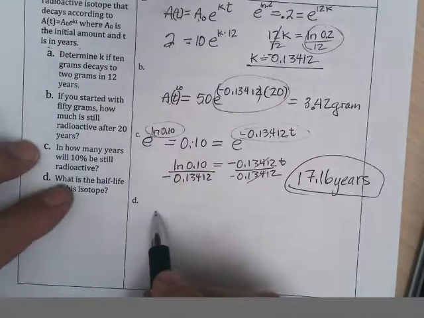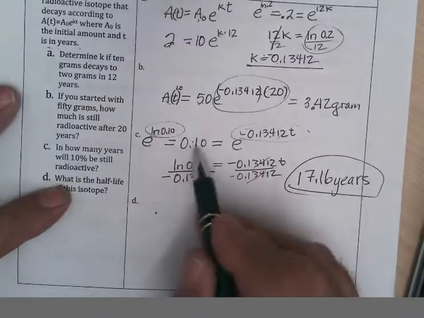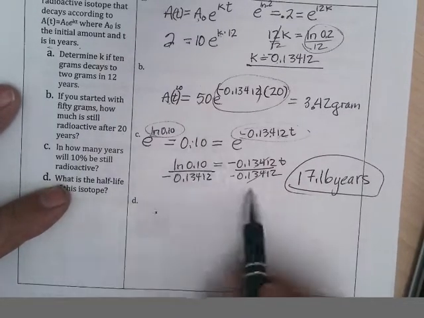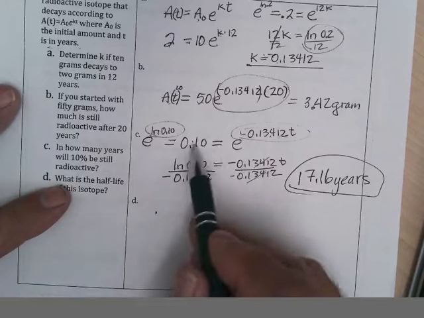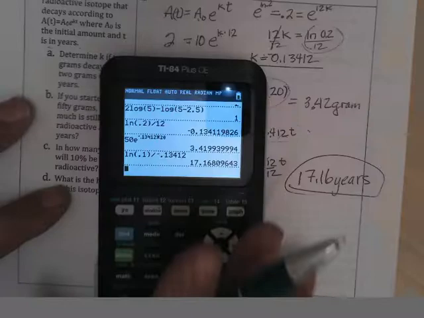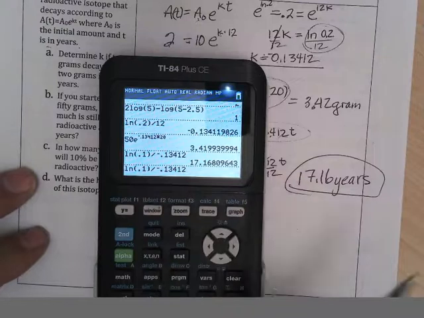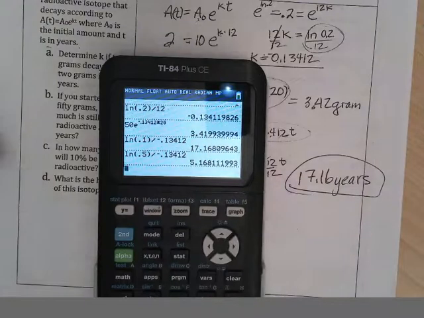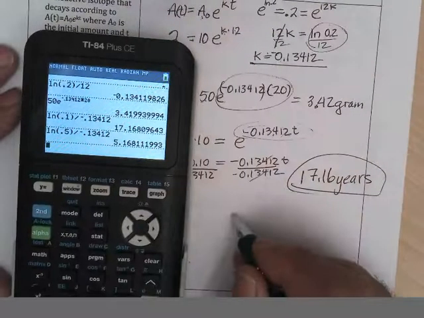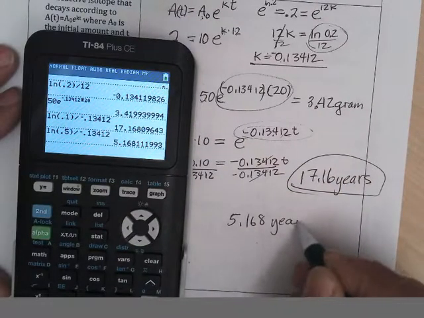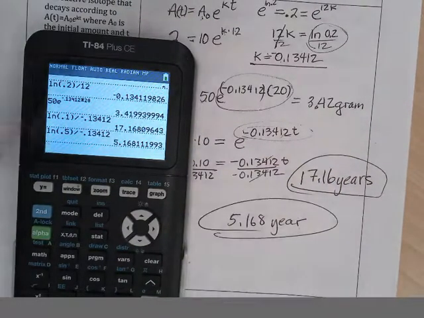And D, what's the half-life? So instead of just 10%, it would be 50%. So it'd be exactly the same process here, except I'd put 0.50. So I can go back here and just put in 0.5, and I get 5.168 years for it to be down to 50% of what it started to be.